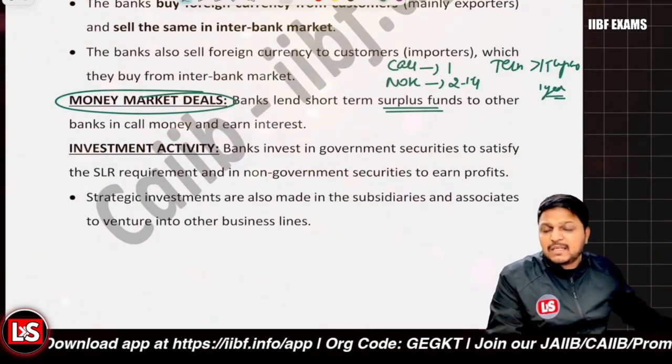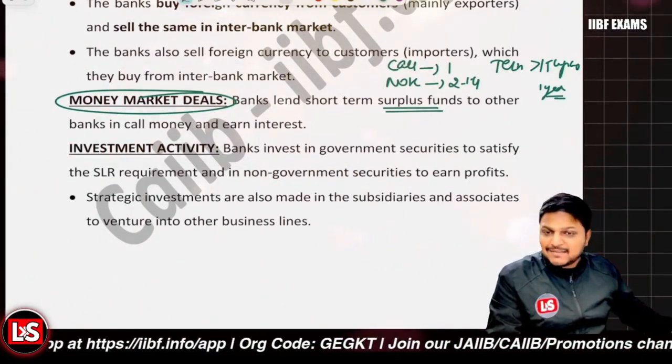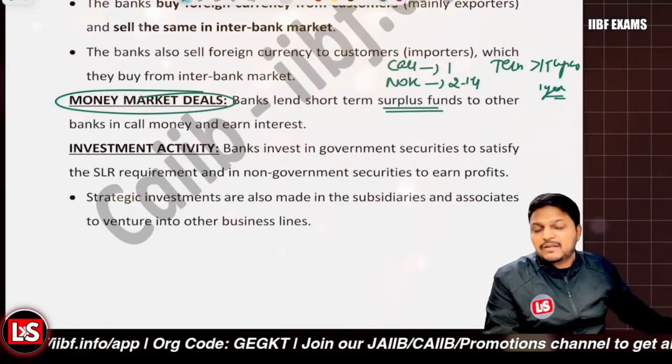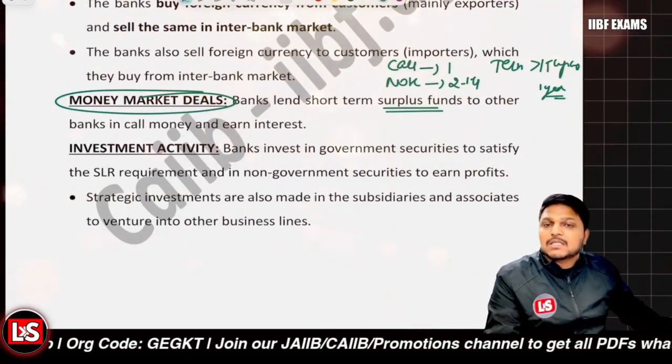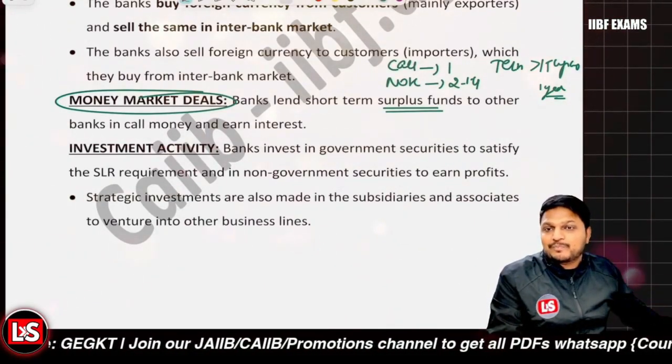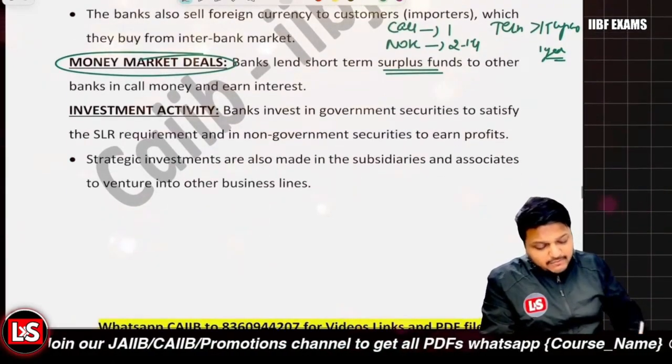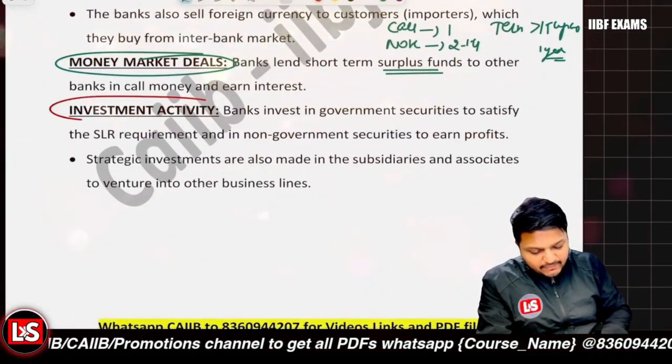The money is going to be interbank. So lesser capital is to be allocated because in the case of interbank transactions, the credit risk is very low, right? And the third one is about the investment activity.